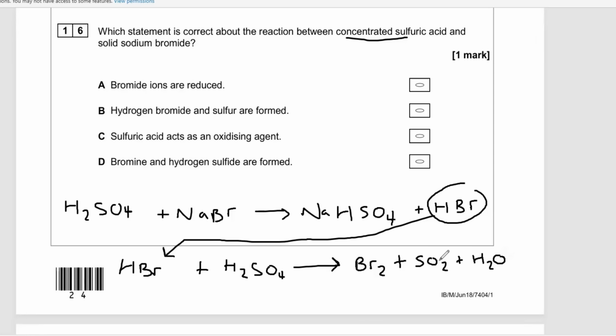You're going to get sulfur dioxide and water as your products, and just balance that all up. Now, as the actual overall products here, in exam questions they sometimes ask you what's produced as the products. We could say sodium hydrogen sulfate, bromine, sulfur dioxide, and water. Hydrogen bromide is not a final product because it actually gets used up in this second step, this redox step.